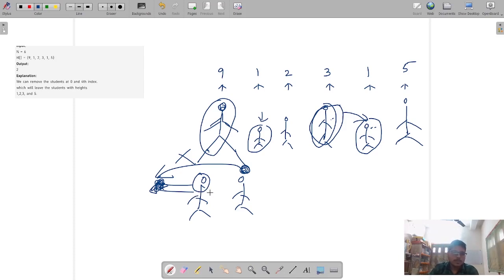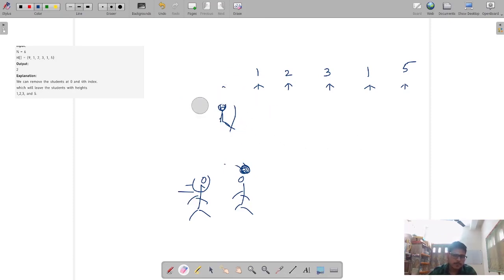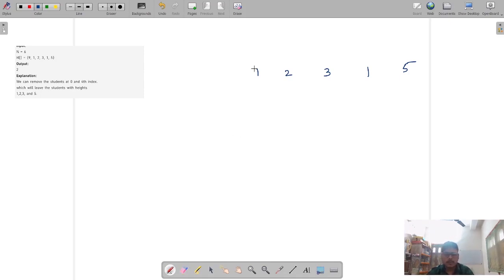So that is what the question is saying. What do we have to do? We have to remove people from the line so that the maximum number of people can see. We have to remove the minimum number of people.